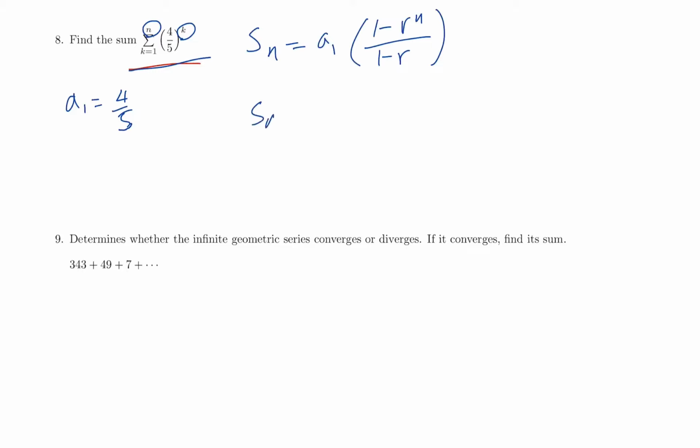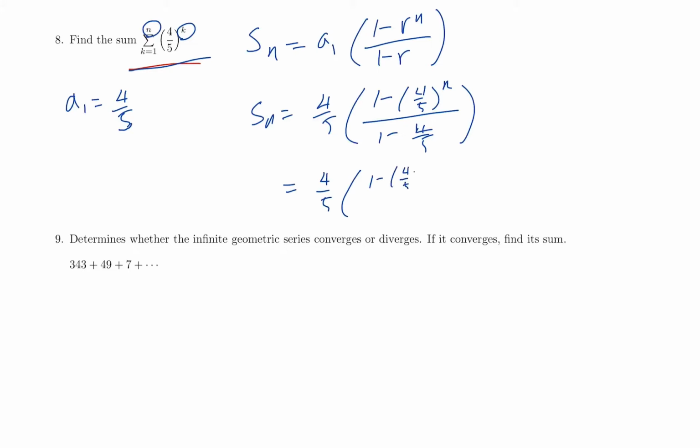So then S of n will be 4 over 5 times (1 minus (4 over 5) to the n) over 1 minus 4 over 5. We can simplify this. The denominator, 1 minus 4 over 5, is 5 over 5 minus 4 over 5, so it'll be 1 over 5. Since we're dividing, we can multiply by the reciprocal, so we can write it like this: 5 over 1 times 1 minus (4 over 5) to the n power.